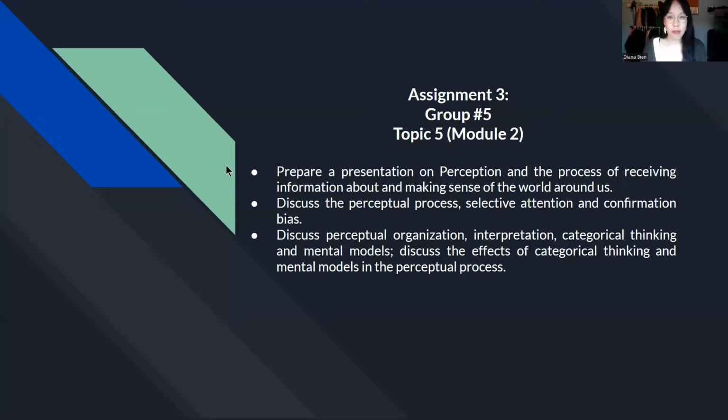Prepare a presentation on perception and the process of receiving information about making sense of the world around us. To discuss the perceptual process, selective attention and confirmation bias. Discuss the perceptual organization, interpretation, categorical thinking, and mental models. Discuss the effects of categorical thinking and mental models in the perceptual process.